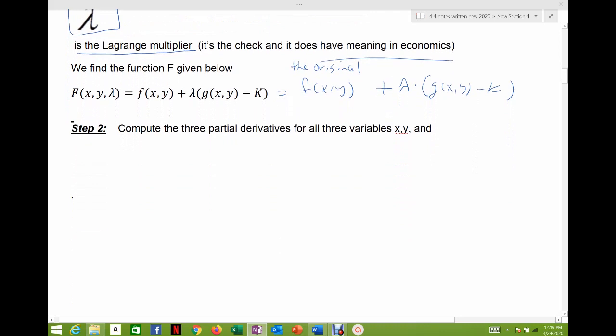All right. Now we have three derivatives that we're going to find. We have three variables. We have the x variable, the y variable, and then the new Lagrange variable. But again, it seems complex, but they're actually fairly straightforward.